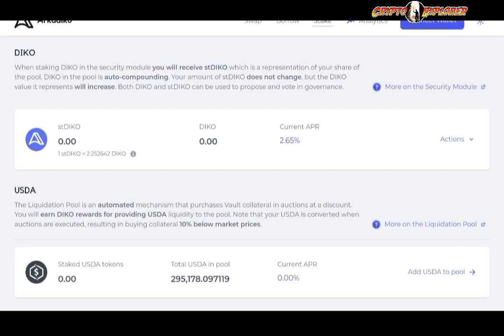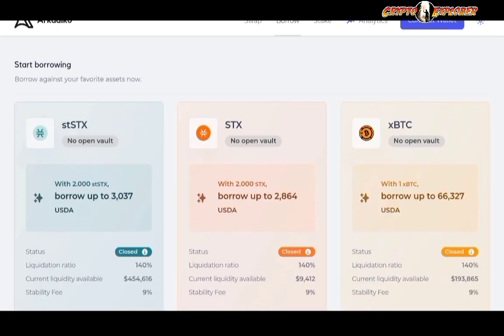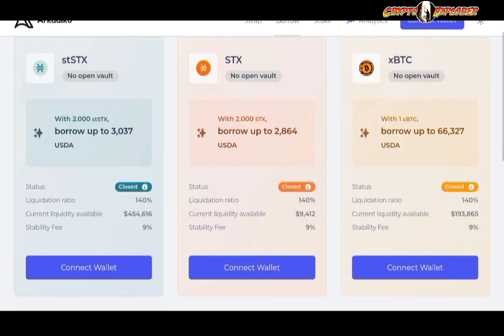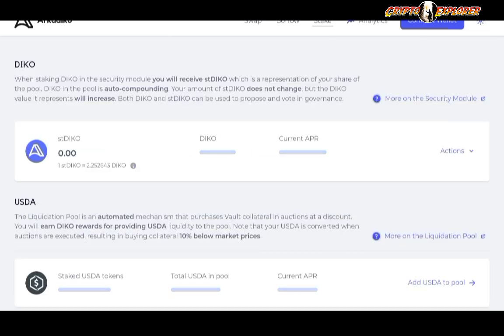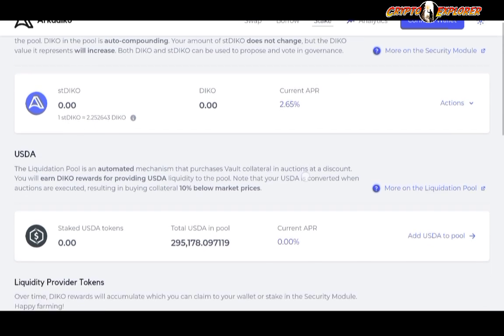Here on the staking tab, you can see that there is a liquidation pool made from USDA tokens. So this is the automated mechanism from Arkadiko that purchases vault collateral in auctions at a discount. So if you provide USDA liquidity to this pool, you will not only earn DIKO rewards, but also your USDA will be converted when auctions are executed, resulting in buying collateral 10% below market prices. So if you are up to buy potentially any of these assets here from the vaults at a discount, you are most likely wanting to take advantage of this USDA pool for staking.